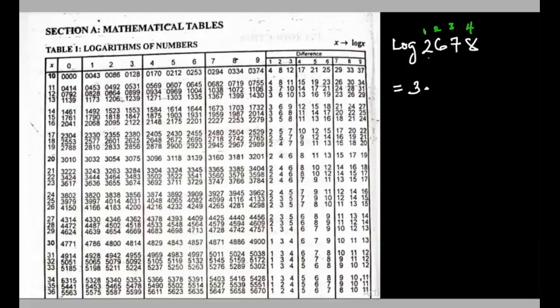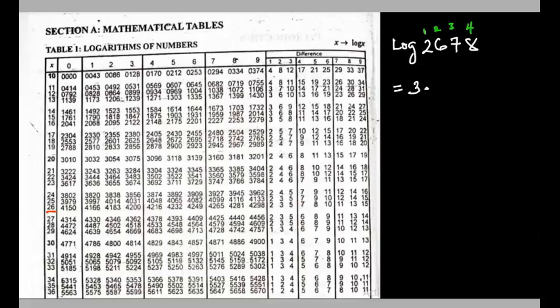We'll begin from 26. Since we don't have 2 on this column here, the log value begins from 10. So I cannot say look for 2 under 6. No, since we don't have that, let's begin from 26. So I'll say look for 26 under 7, difference of 8. So there is 26 here. As you can see, we have 26 here.